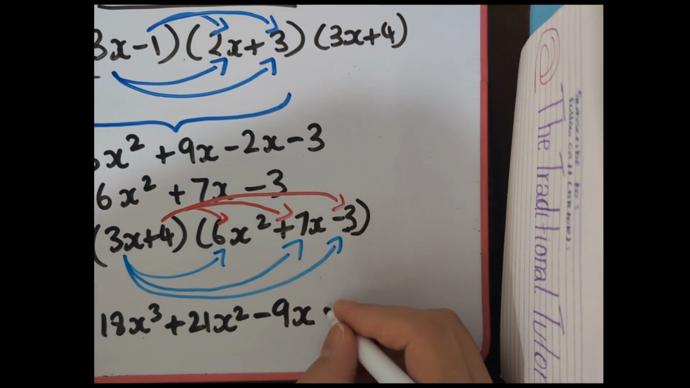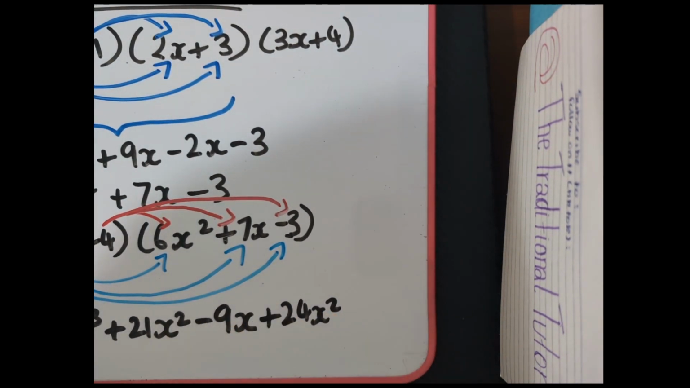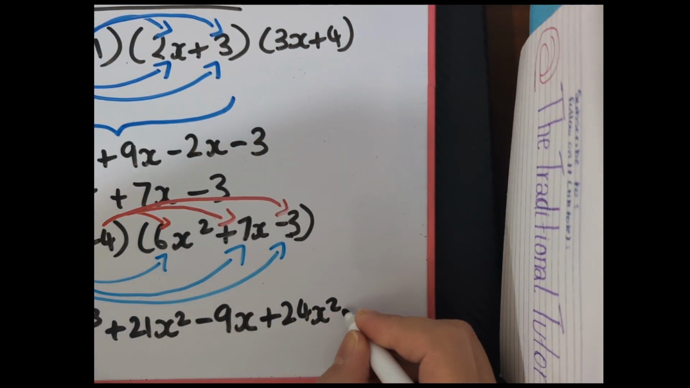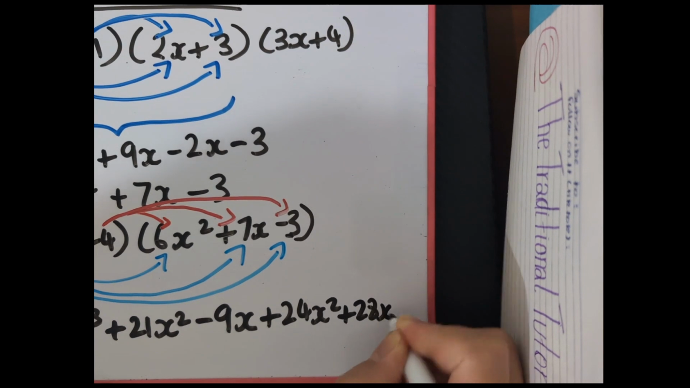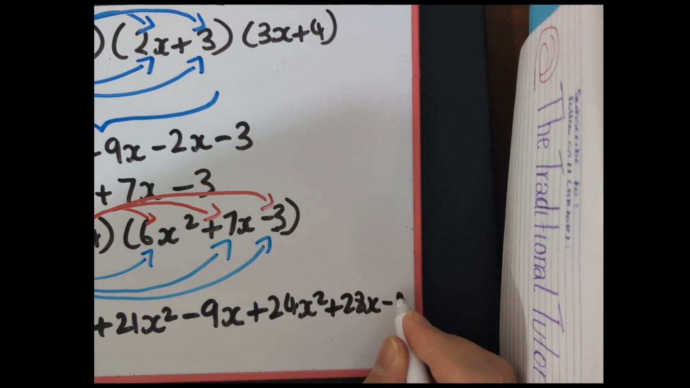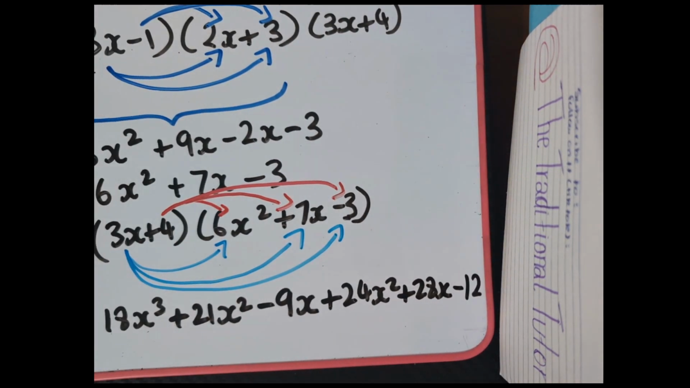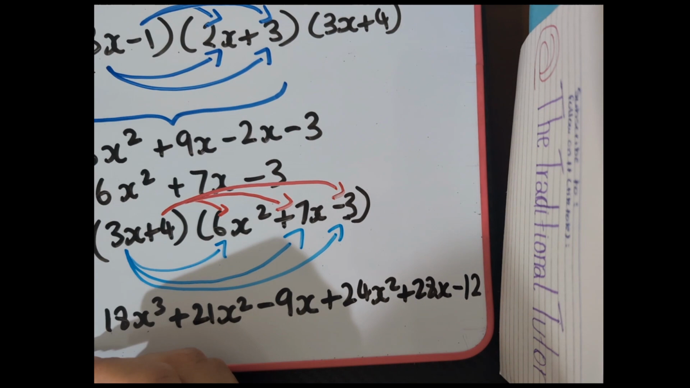So plus 4 times 6x squared gives me plus 24x squared. Plus 4 times plus 7x gives me plus 28x. Then lastly, plus 4 times negative 3 gives me negative 12. And now it's a case of just making this horrible long expression into something nicer.